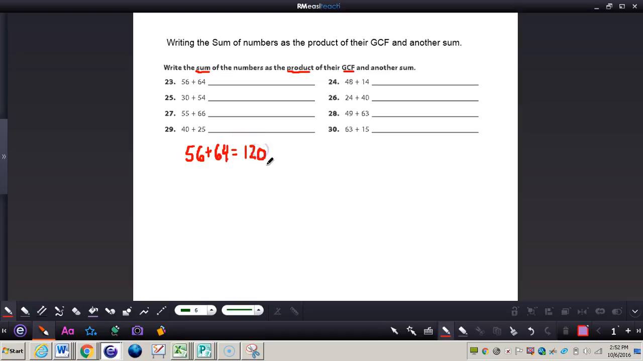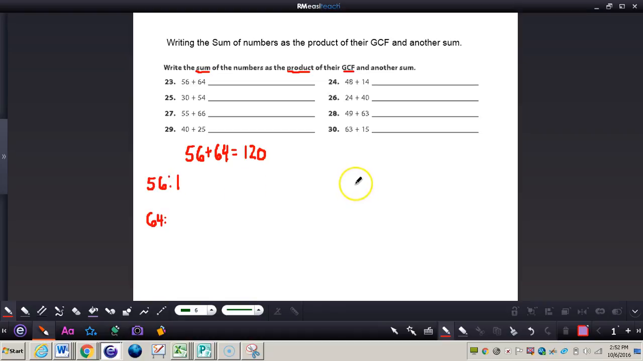Now, we're not going to do anything with that 120 just yet, but think about, we need to write the sum of the numbers as the product. So sum deals with addition, so we know the sum of 56 and 64. Product is multiplication. GCF, we need to find the GCF of 56 and 64. So what I can do with 56 and 64, I work out the GCF of those two.